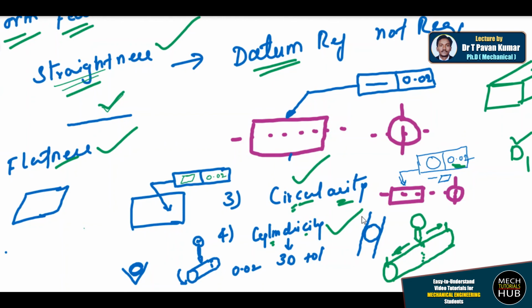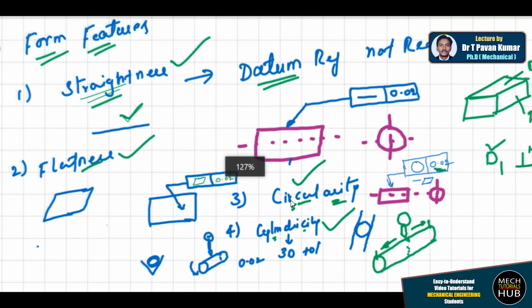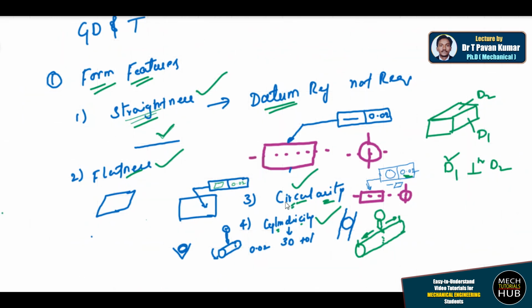This is all for this particular lecture, where I have explained form features, which are of 4 types, and their symbols, followed by how to specify them on a component or a feature. In the upcoming videos, let us see what exactly this box talks about, other than the symbol and the tolerance value.